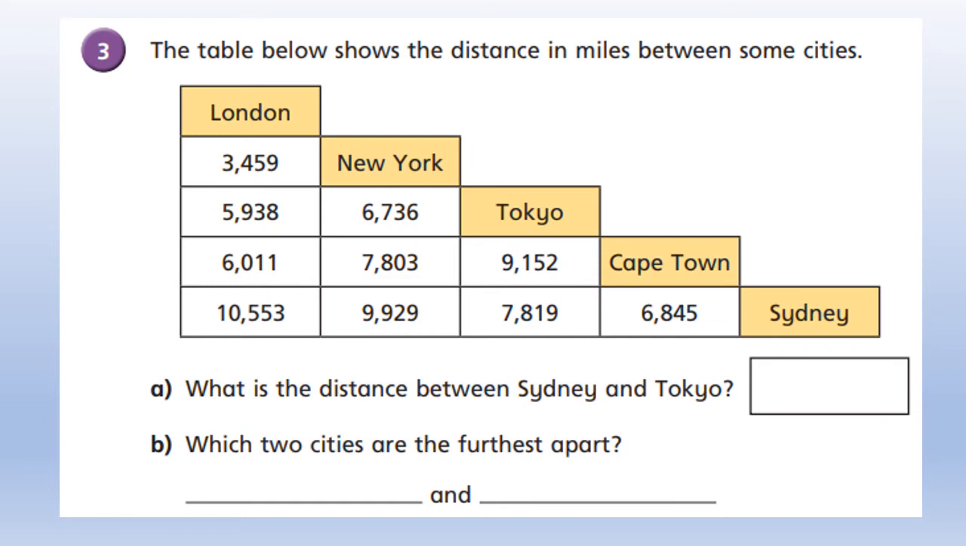And like the one we looked at, this table shows the distance in miles between some cities: London, New York, Tokyo, Cape Town and Sydney. What is the distance between Sydney and Tokyo? And which 2 cities are the furthest apart?